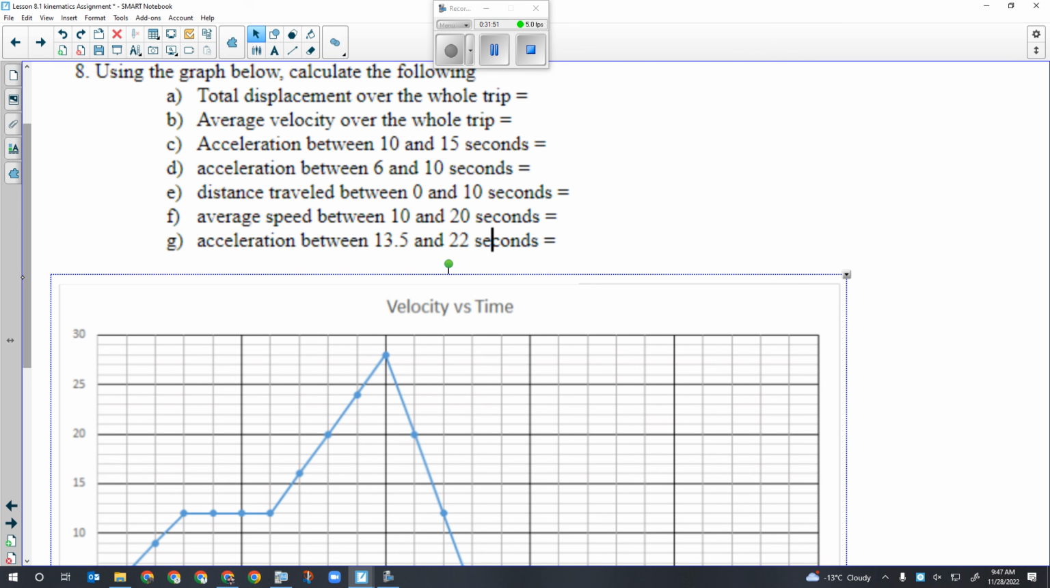Is that a lot of shapes? It is. Okay, average velocity over the whole trip. How do you get average velocity again? How do we usually calculate average velocity? Forget about the graph. How do I calculate average velocity? Displacement divided by time. Right, total displacement divided by total time. Pretty sure you'll have part of that after you've done part A. And then the total time, well, you can probably read that off the graph.